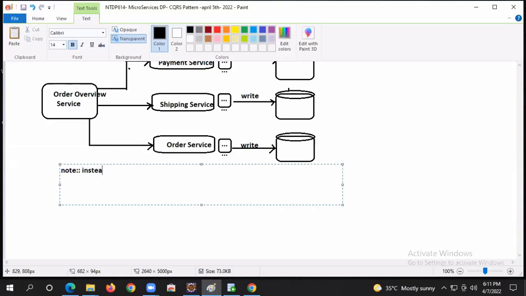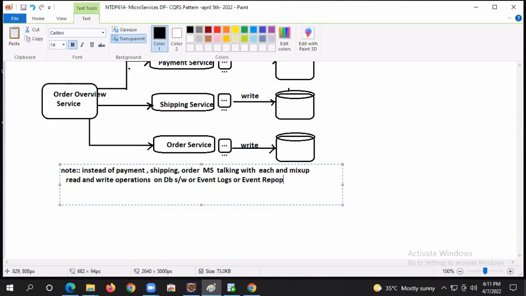Instead of making payment, shipping, order microservices talk with each other, and mixing up read and write operations on database software or event logs, in event driven programming, okay, instead of mixing up what? Event logs or event repository. What is that? Event repository.